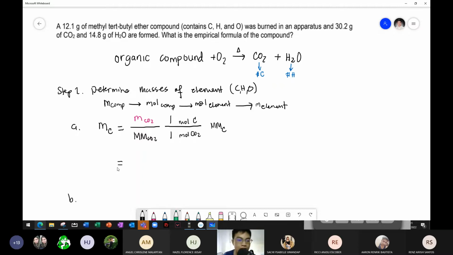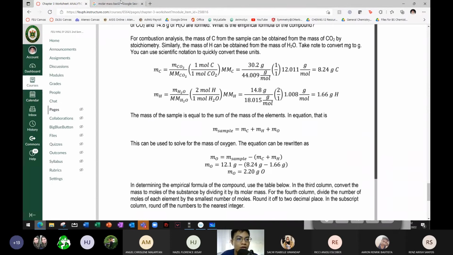The problem. What's the mass of CO2? So, according to the problem, we have 30.2 grams of carbon dioxide. The molar mass of carbon dioxide is also fixed, kaya when you are writing your kodigo, okay lang.